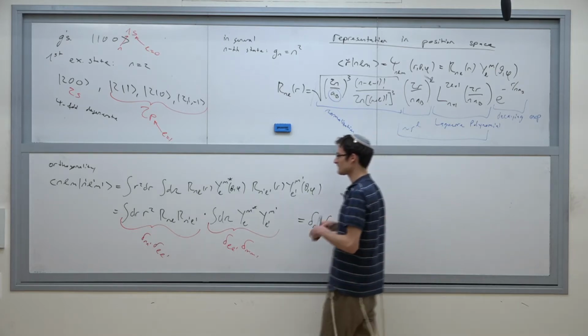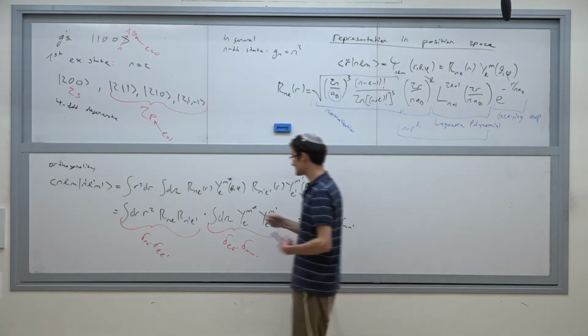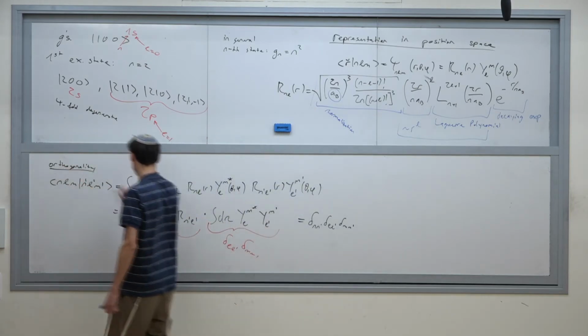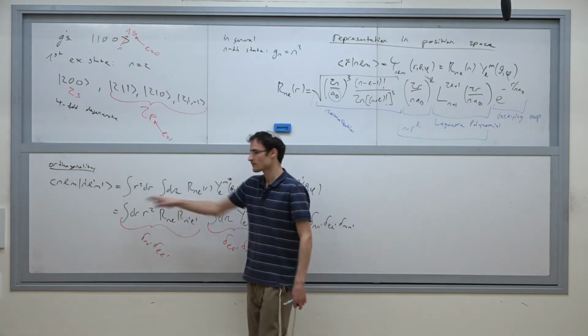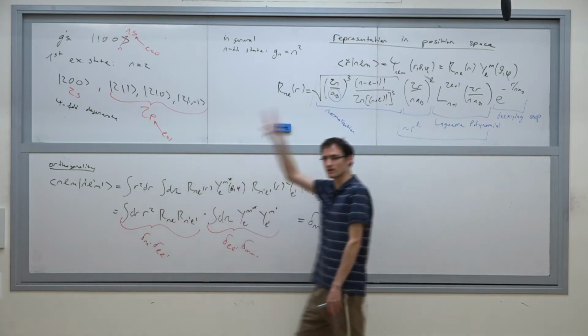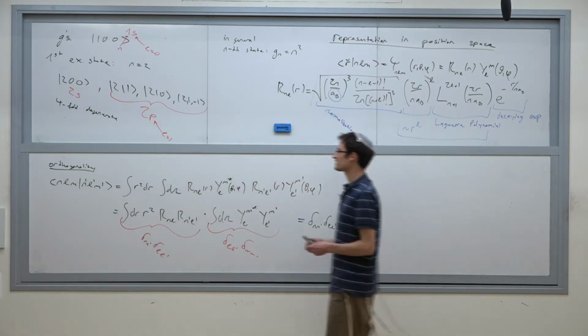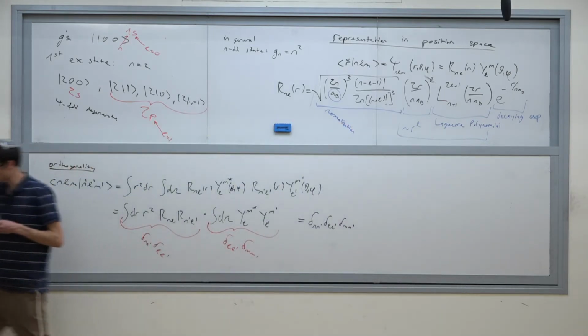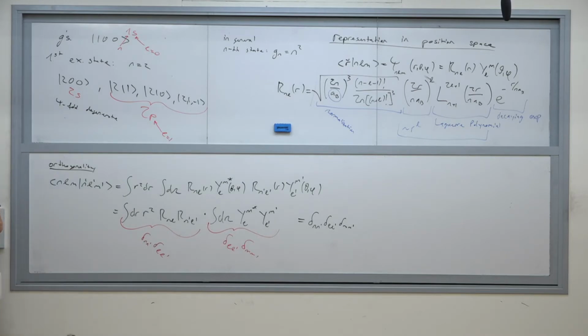But note, my main point of what I'm trying to say here is that the YLMs are orthogonal by themselves. The radial functions are orthogonal by themselves. Not only the total wave function, but each part individually is also orthogonal. This is very useful when you calculate stuff. All right, example.